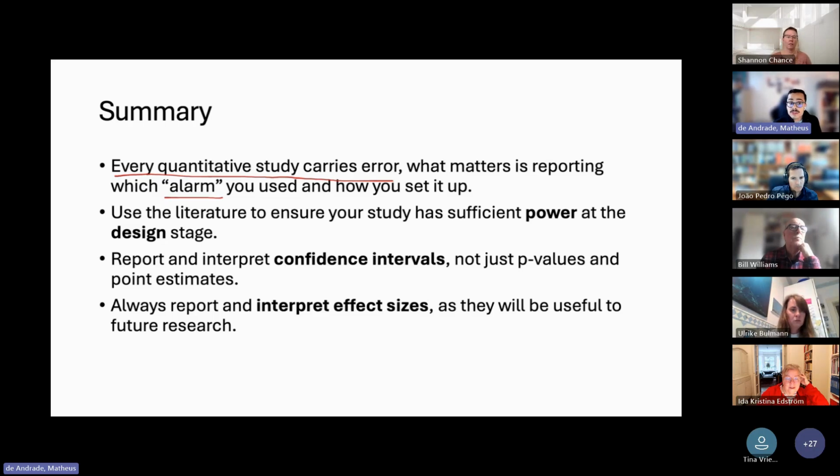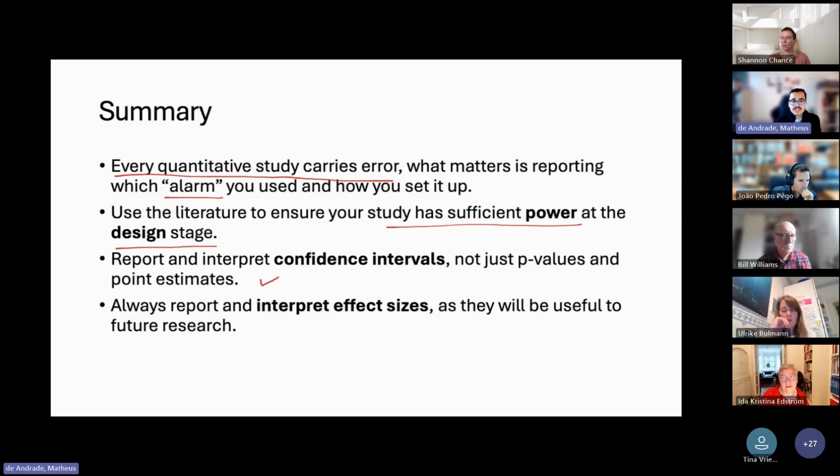You can use the literature to ensure your study has sufficient power at the design stage. So power is something that you can absolutely report. I designed my study like this, I looked for the effect size, and I used this calculator, and it told me 23 participants. But it's something that you definitely do at the design stage. You don't do it after you've collected the data, because it doesn't mean a lot.